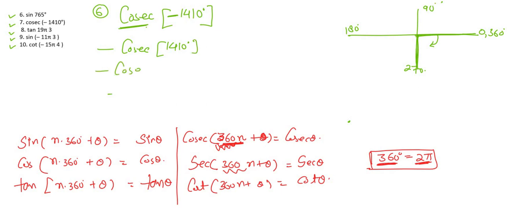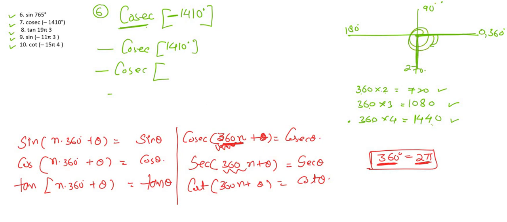Now we try to write it in terms of 360 multiples. So 360 into 2 is 720, 360 into 3 is 1080, 360 into 4 is 1440. 360 into 2 means 2 rounds over, into 3 means 3 rounds over, 4 means 4 rounds are over. So which one is closest to this number? I feel this is closest, so we will use this number in my question.